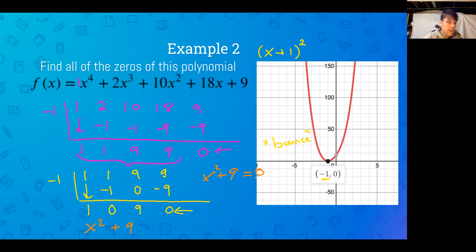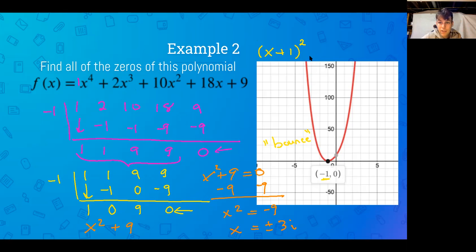And this is just like that equation we had on the previous example. I'm going to subtract 9 on both sides, get x squared equals -9. When I take the square root here, I'm going to get plus or minus 3i. So those are 2 more zeros to bring our total up to 4, right? -1 showed up twice, and now I have positive 3i and negative 3i. I have 4 zeros for this 4th degree polynomial.